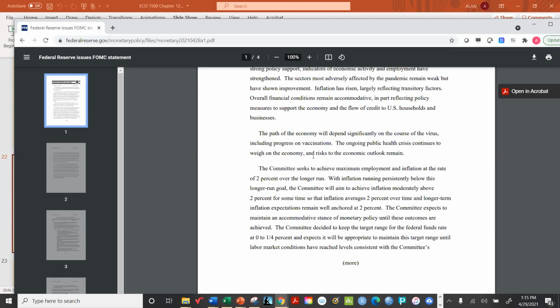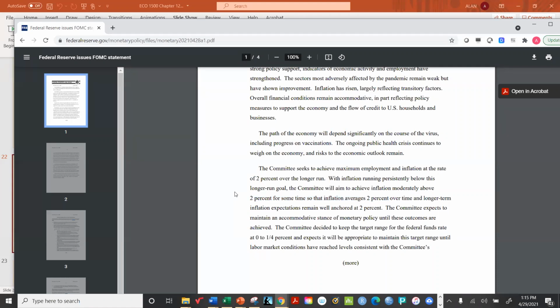The committee seeks to achieve maximum employment and inflation at the rate of 2% over the long run. That's their target. They don't want it going above 2. With inflation running persistently below this longer run goal, the committee will aim to achieve inflation moderately above 2% for some time. So inflation averages 2% over time, and longer-term inflationary expectations will remain well anchored at 2. So in other words, they're saying we've had so little inflation in recent years that they can afford to let it get a little bit above 2, so that the long-run average remains at 2.